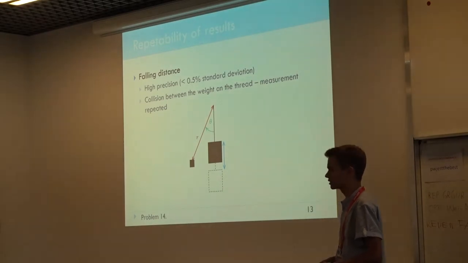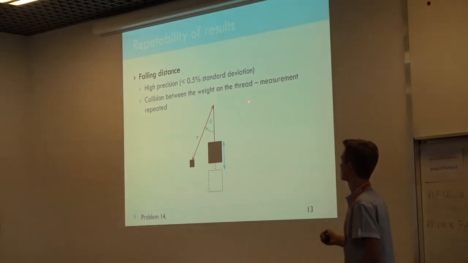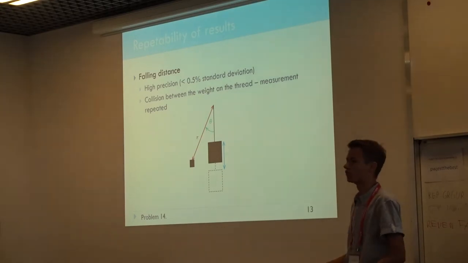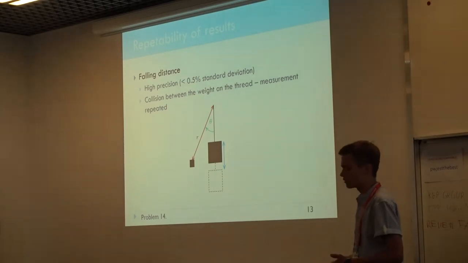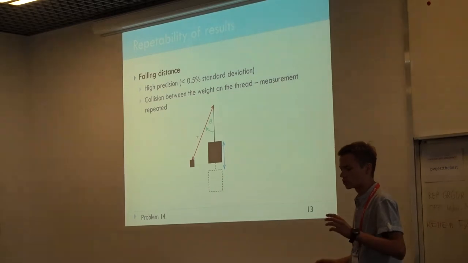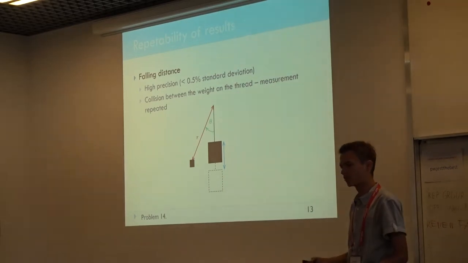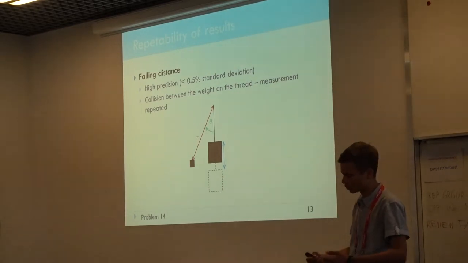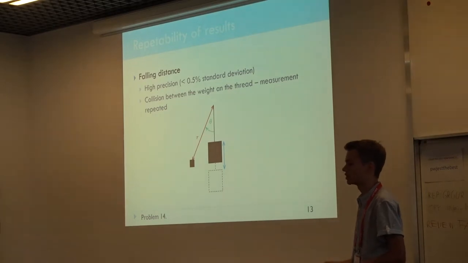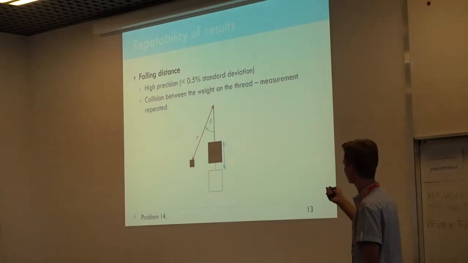So now the repeatability of the results. The falling distance was very precise, so I had less than 0.5% of standard deviation for all the measurements. However, for some measurements, the small weight would collide with the string from the big weight, and it would lose energy or wind itself around the string. But those measurements I didn't take into account. Instead, I repeated the measurements.